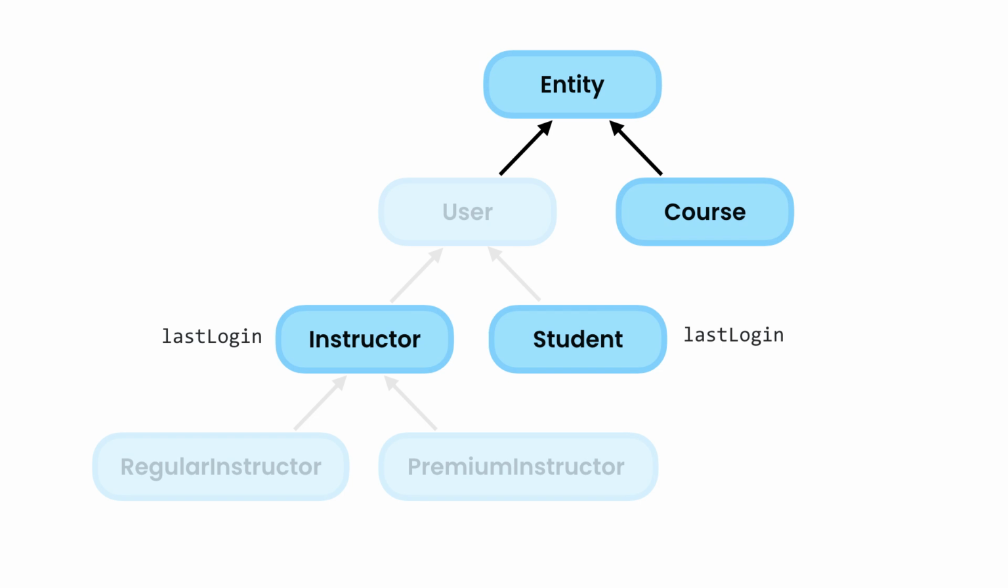All we need is a Boolean field like is premium. We can simply differentiate between different types of instructors. So just because a premium instructor is an instructor doesn't mean we should use inheritance between them.